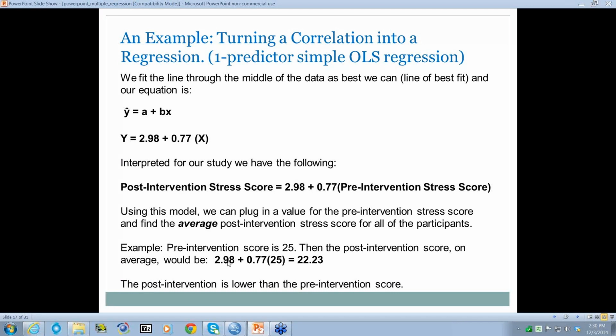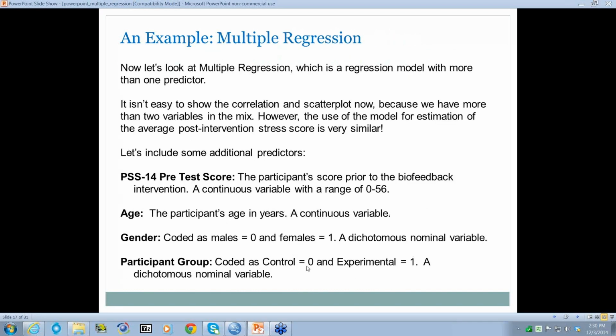And so let's go ahead and plug that in. Say we had a pre-intervention score of 25. So we put it in there, we multiply it by that, we add this to it. Our final score for the post-test will be 22.23. And it indicates that the post-intervention is lower than the pre-intervention, and that's what we wanted. We wanted the stress to go down, so that's a good thing. And the next question is, well, is that significant? We will look at this a little bit more.